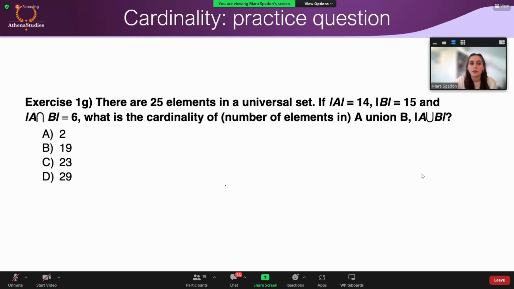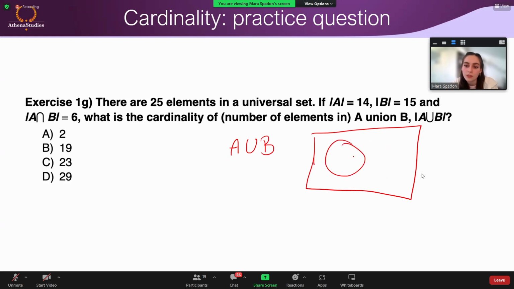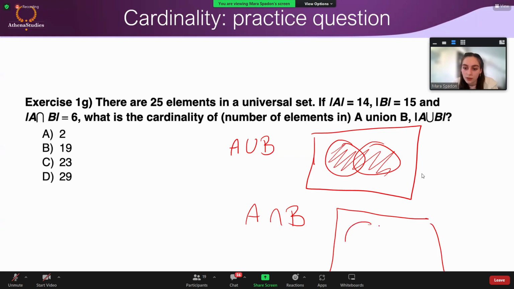All right. So if there are 25 elements in the universal set and the cardinality of A is 14 and the cardinality of B is 15, and we also have an intersection which is equal to 6, then what is the number of elements in the union? So the union is everything together. So A union B looks like this. And A intersection B is the elements they share. So that would be A intersection B.